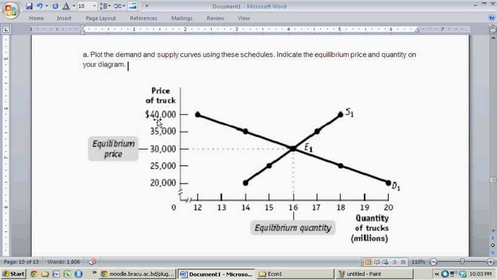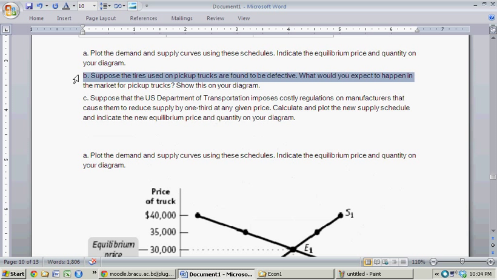Here I've taken the schedules, so you can see the prices of 40, 35, 30, 25, 20, going all the way down. We did the demand curve, which is the downward sloping curve. At a very high price, you have low quantity demanded. At a very low price, you have a high quantity demanded. Someone else drew in the supply curve here. At a very high price, you have a high quantity supplied, 18 million, and at a low price, you have a low quantity supplied, 14 million. And once again, you can see the equilibrium price and quantity here is going to be 30,000 and 16 million trucks produced.